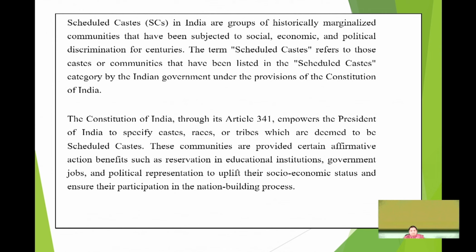Because they were economically, politically and socially marginalized, there was always an understanding that this group of people needs to be protected and needs to be given special provisions so as to make sure that they come out of their marginalized positions. So there were special provisions given to them. The Constitution of India, under Article 341, empowers the President of India to specify castes, races or tribes which are deemed to be scheduled castes. And these communities are provided certain affirmative action.